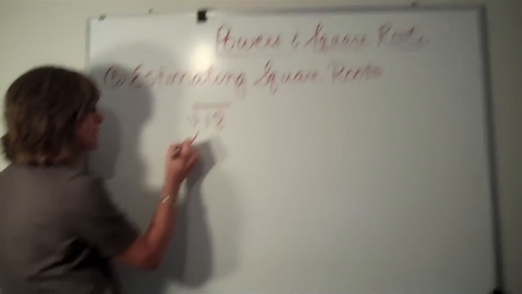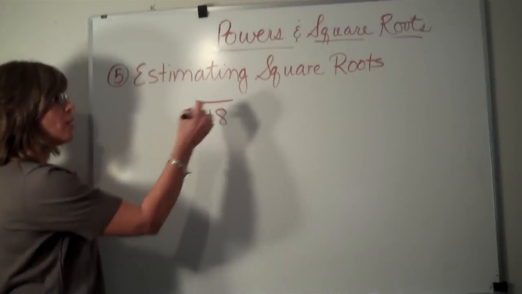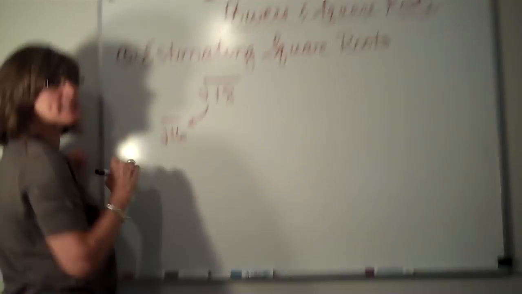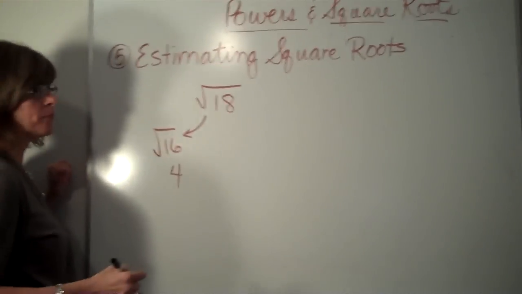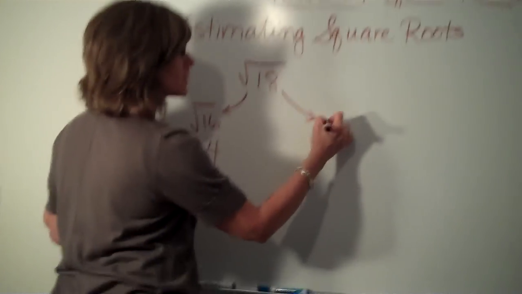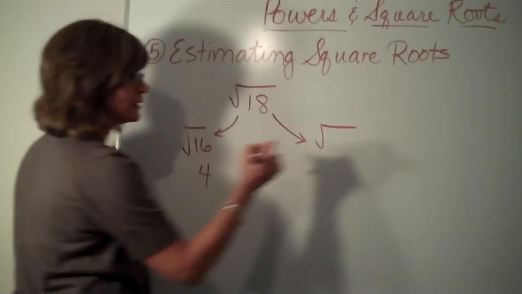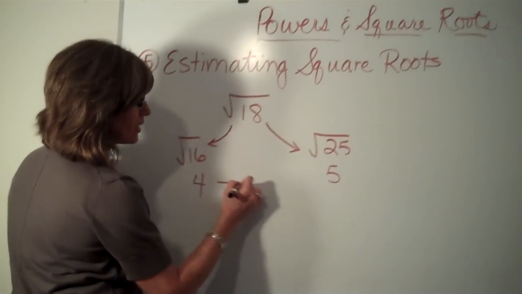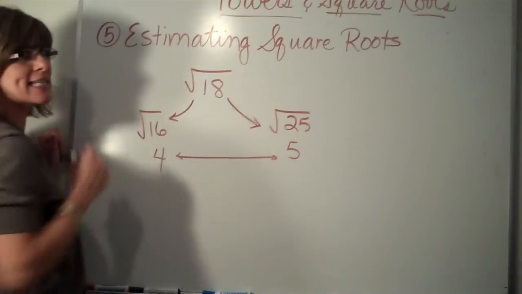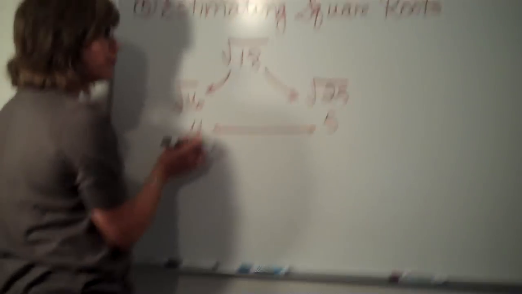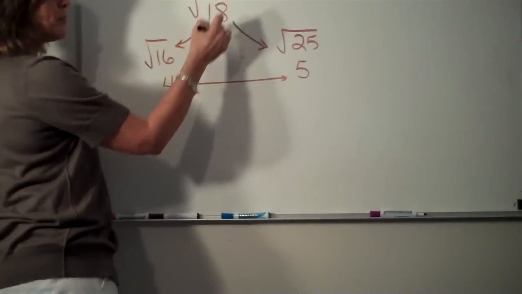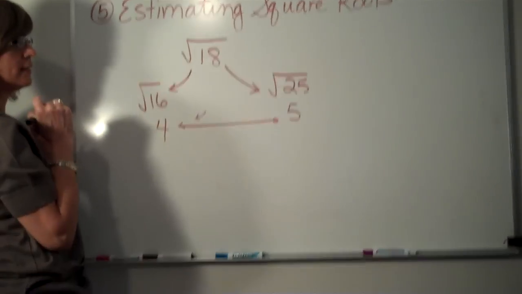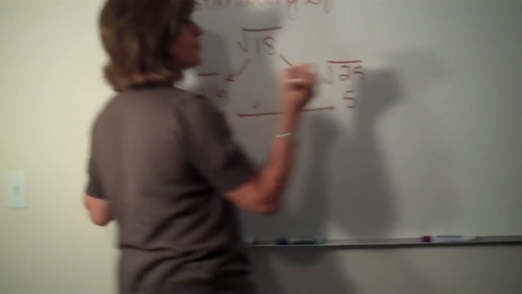What is the closest perfect square below 18? Well, how about the square root of 16? And I get 4. What's the closest perfect square above 18? 25. And I get 5. So I know that the square root of 18 is somewhere between 4 and 5. Probably a little closer to 4, because 18 is closer to 16. Let's do one more like that.